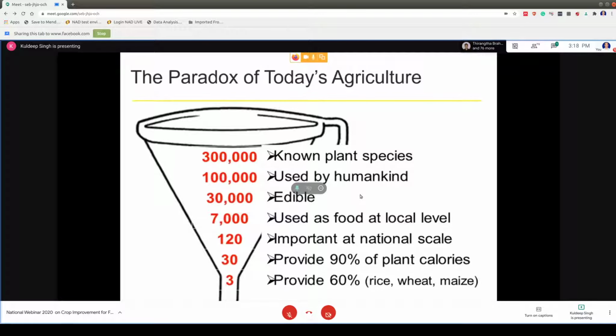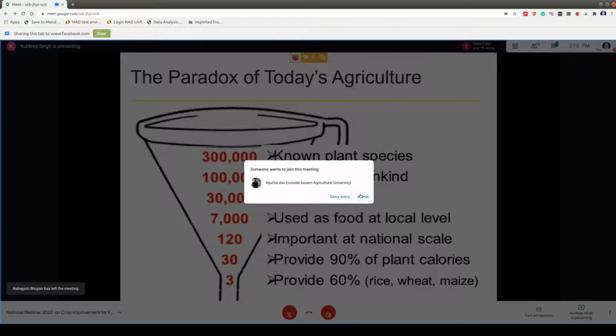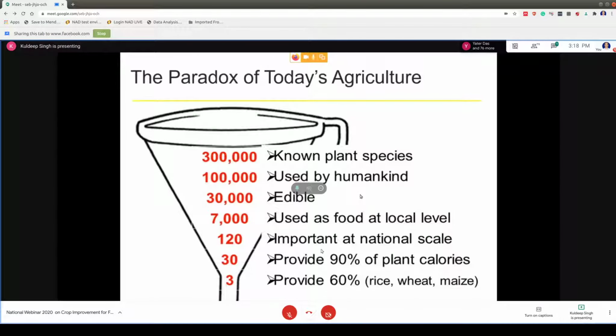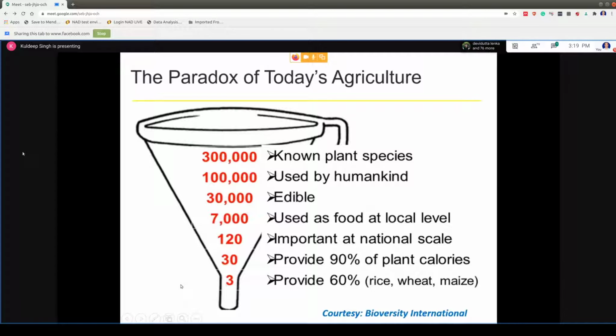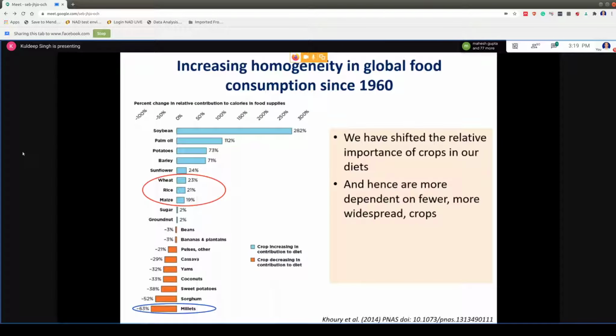That's one thing. The second paradox which today's agriculture is facing: if we go back a little more than 100 years, more than 7,000 plants were being used at a local level for food. And this diversity has gone down to a level that right now hardly three species, wheat, rice and maize, provide 60% of our caloric values. And 90% of the calories come from just 30 species. This is really very important, and I give you one example here.